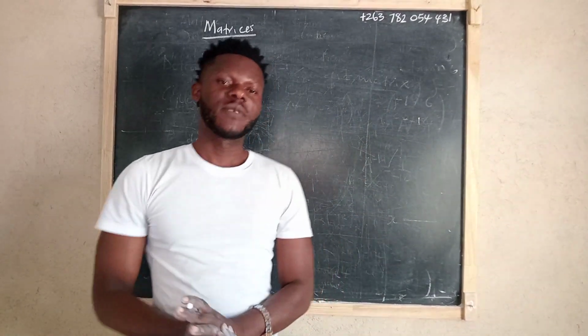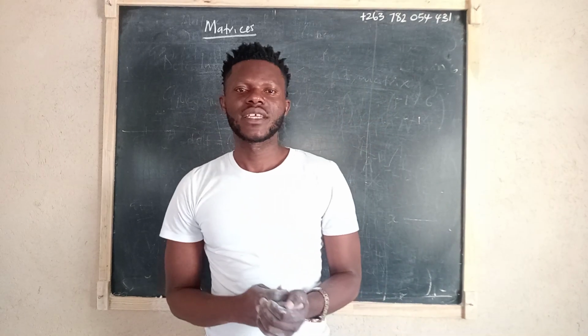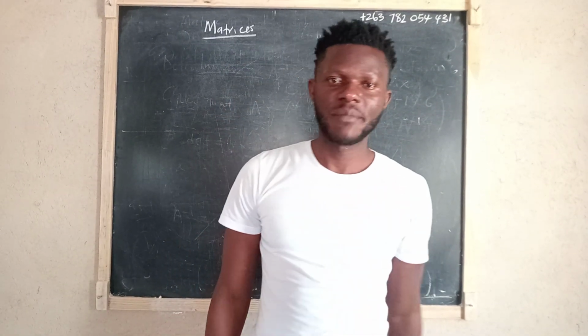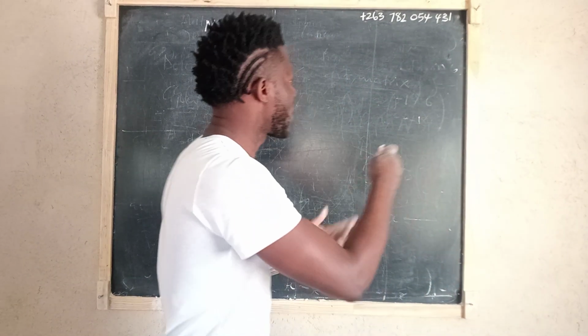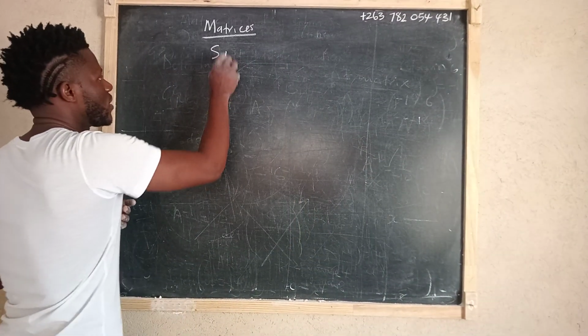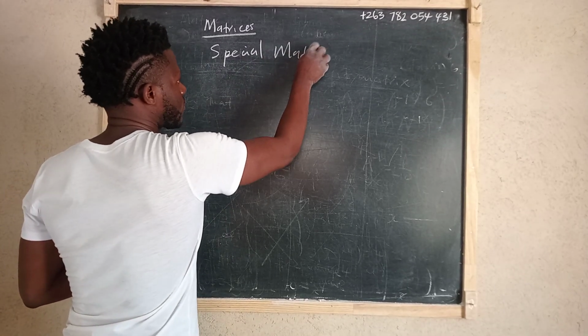So lastly and quickly, let's conclude the topic of matrices through looking at the 3 special types of matrices. We have 3 special matrices as we are going to talk about here. So we've got them, special matrices.